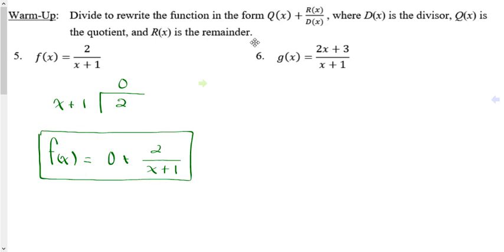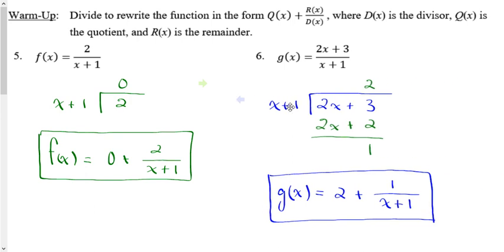Maybe I'll do question 6 with you and then give you some time for 7 and 8. Dividing x plus 1 into 2x plus 3. Well, x goes into 2x twice, so there's my quotient. I've written my quotient down here. 2 times x plus 1 is 2x plus 2. When I subtract, I get 1. That's my remainder. That goes in the numerator over the divisor. So it's kind of like mixed numbers. So this is like 2 and 1 x plus 1th.